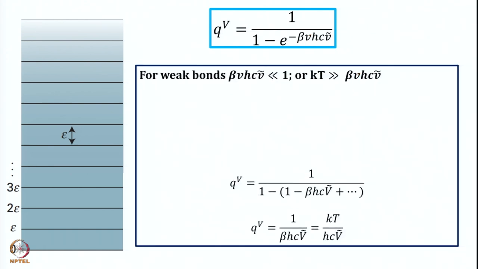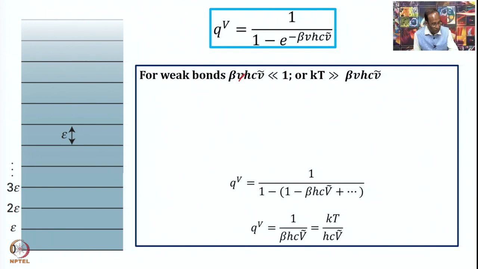Now, what happens if beta hc nu bar is much, much less than 1, or kT is much, much higher than hc nu bar? That means we are talking about high temperature now. When the temperature is very high, I have qv equal to 1 over 1 minus exponential minus beta hc nu bar. This is very small, right? If you treat beta hc nu bar as x, and x is very, very small, then you can expand the exponential minus x in this form: 1 minus x plus x square minus x cube by 3 factorial, etcetera.